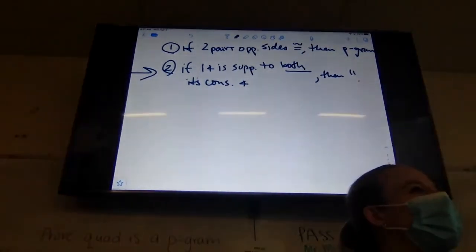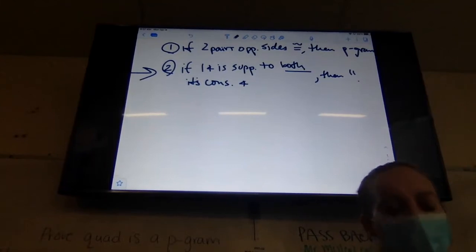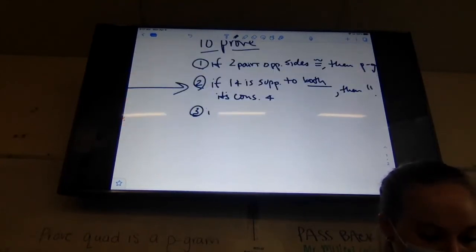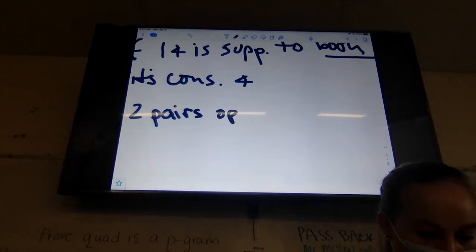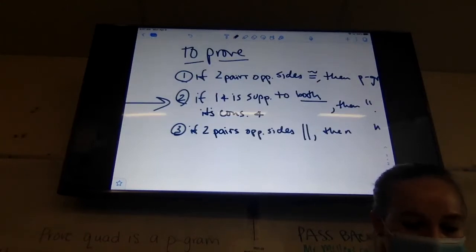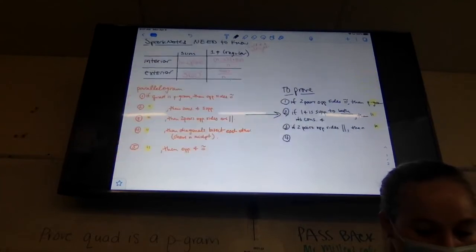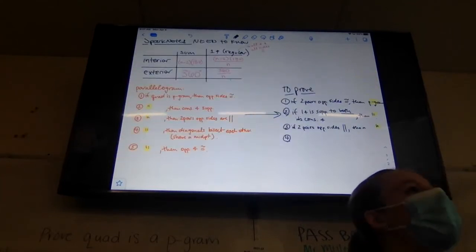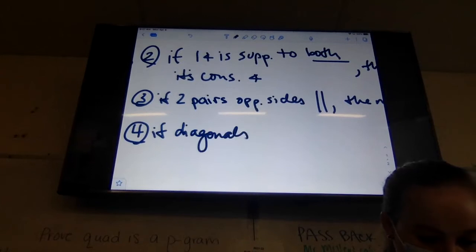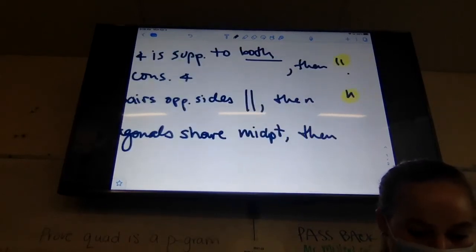Okay. I'm going to keep doing that because if you remember, there's one extra way to prove that something is a parallelogram. The next one says, if it's a parallelogram, then two pairs of opposite sides are parallel. So I can say if two pairs of opposite sides are parallel, then we know it's a p-gram. If the diagonals bisect each other, or if the diagonals share a midpoint, and I'm actually going to phrase it that way, I think that will make more sense later on. If diagonals share a midpoint, then it's a parallelogram.